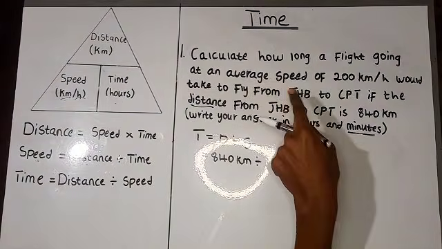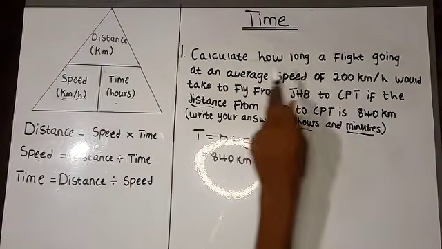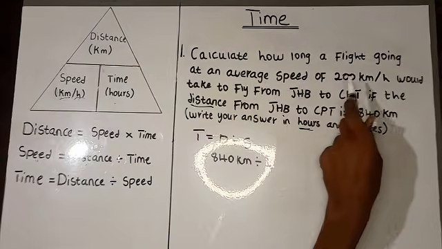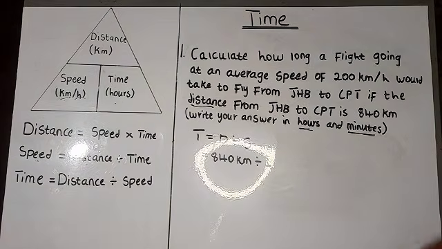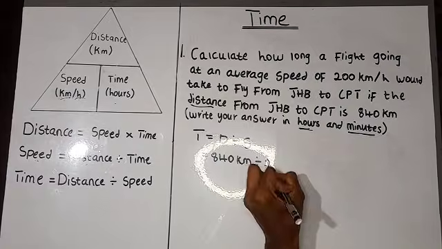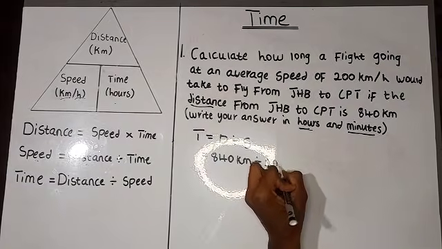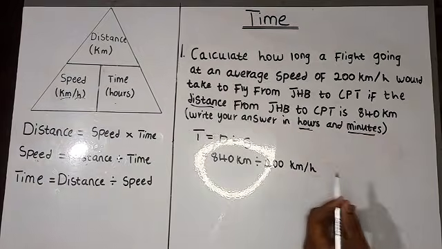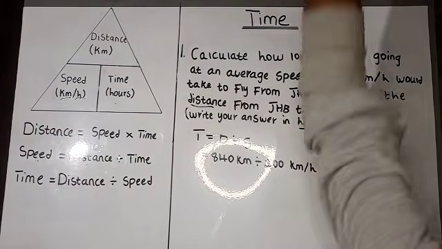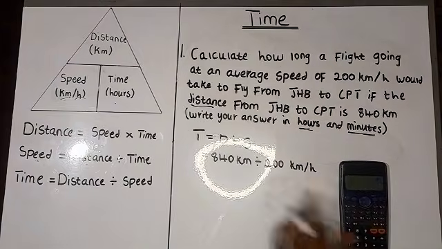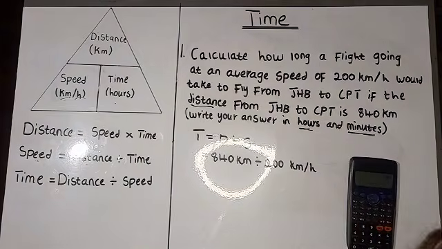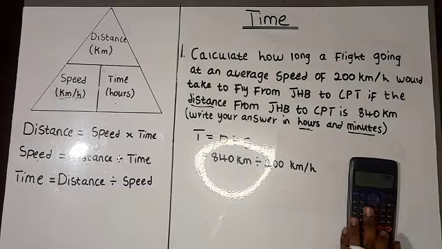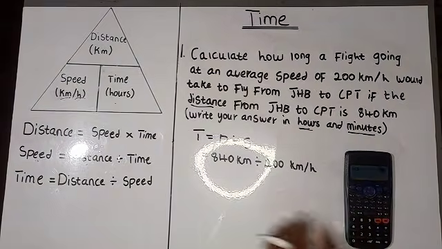Now let's go back to the question and look for the speed. They say calculate how long a flight going at an average speed of 200 kilometers per hour. That is our speed, and we're going to substitute it in the formula. Speed is 200 kilometers per hour. So we're now going to divide these two and say 840 kilometers divided by 200.